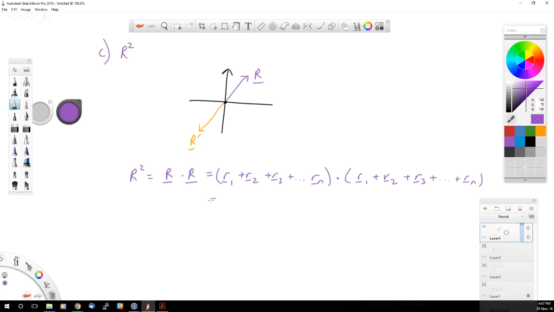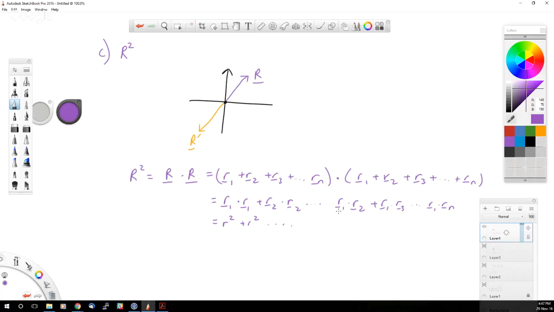So obviously we've got terms like R1 dotted with R1, R2 dotted with R2, and so on and so forth. We've also got lots of terms like R1 dotted with R2, R1 dotted with R3, R1 dotted with Rn, and so on. Any vector dotted with itself is just the length of it squared, so we're going to call that lowercase r squared, and so on for those.